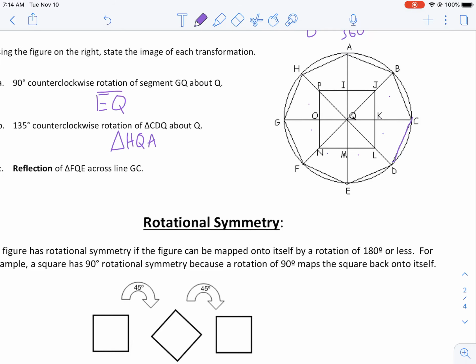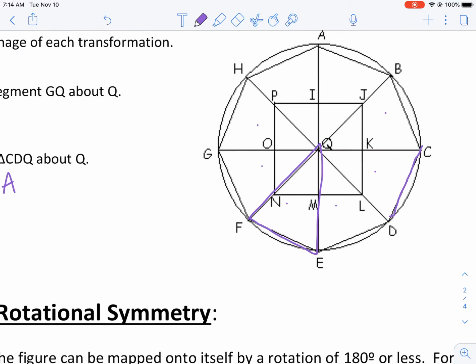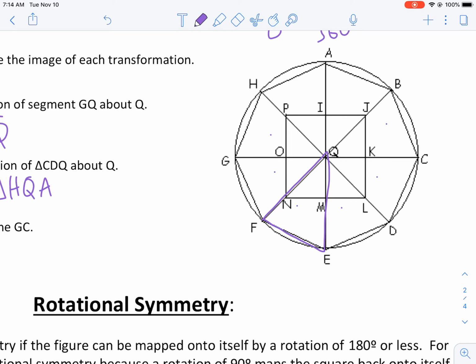Then they do a reflection here. Reflection of FQE. So let's see where FQE is. FQE is right here. Reflection of FQE across line GC. So GC is this line right there. If we reflect across that line, it's just going to go across it. So we're going to end up in this triangle right there, which is ABQ.